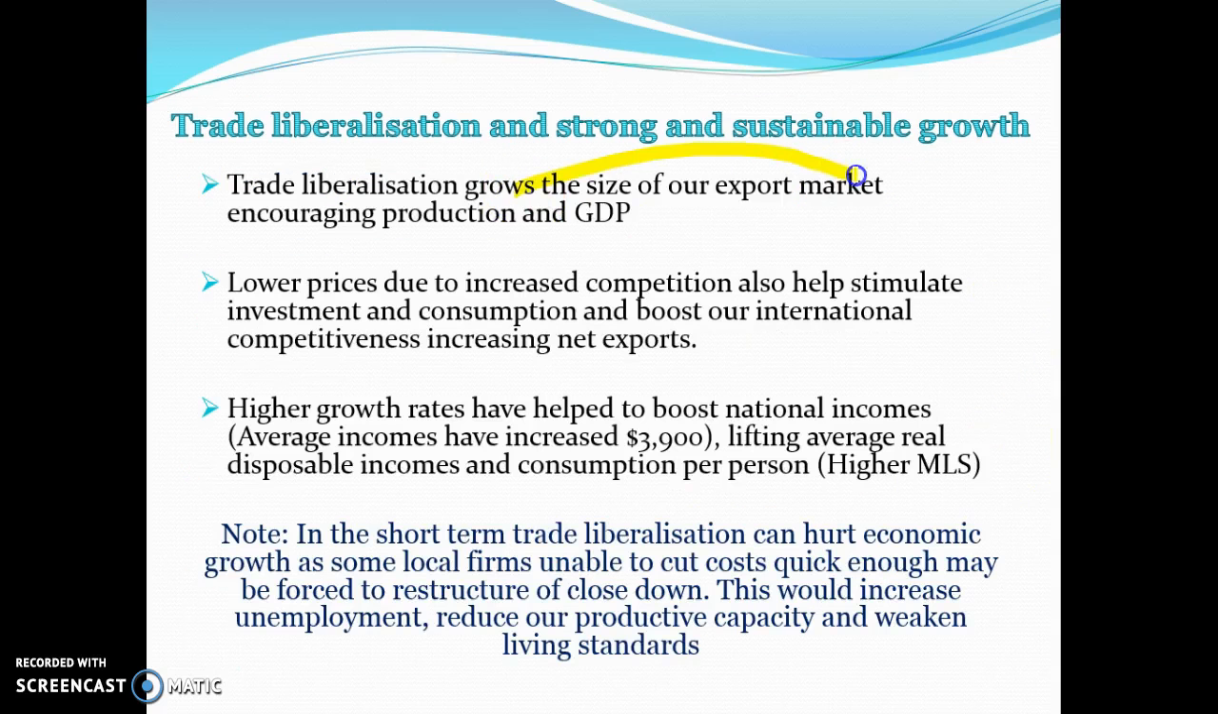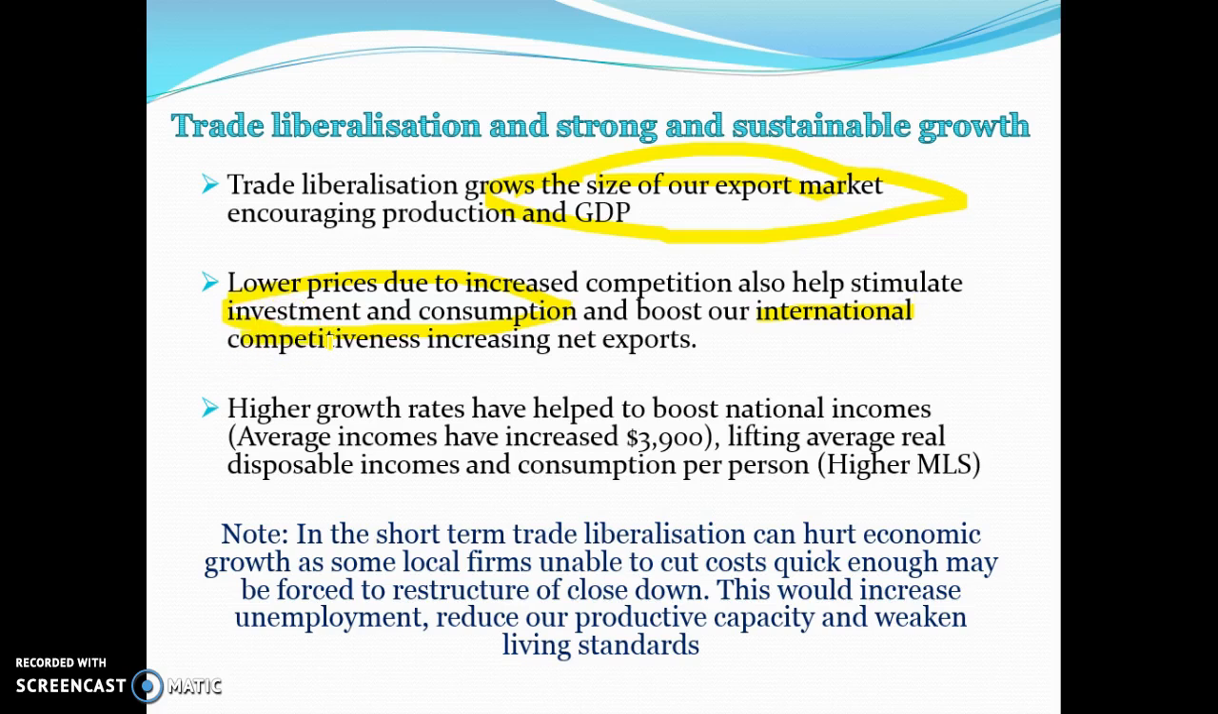It grows the size of our export market. This is a really key thing here. It helps to boost the size of our export market because we can sell to businesses overseas without any tariffs on our products. Lower prices due to increased competition also help to stimulate investment and consumption because people buy more when prices are low, and it boosts our international competitiveness. That's a really key thing to talk about with strong and sustainable growth.